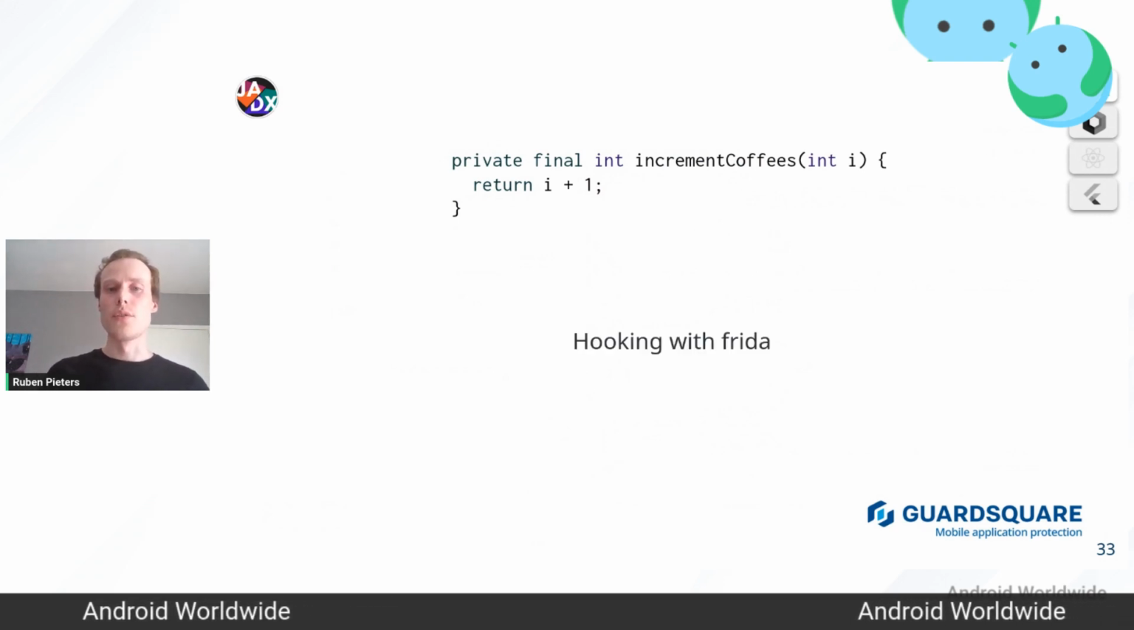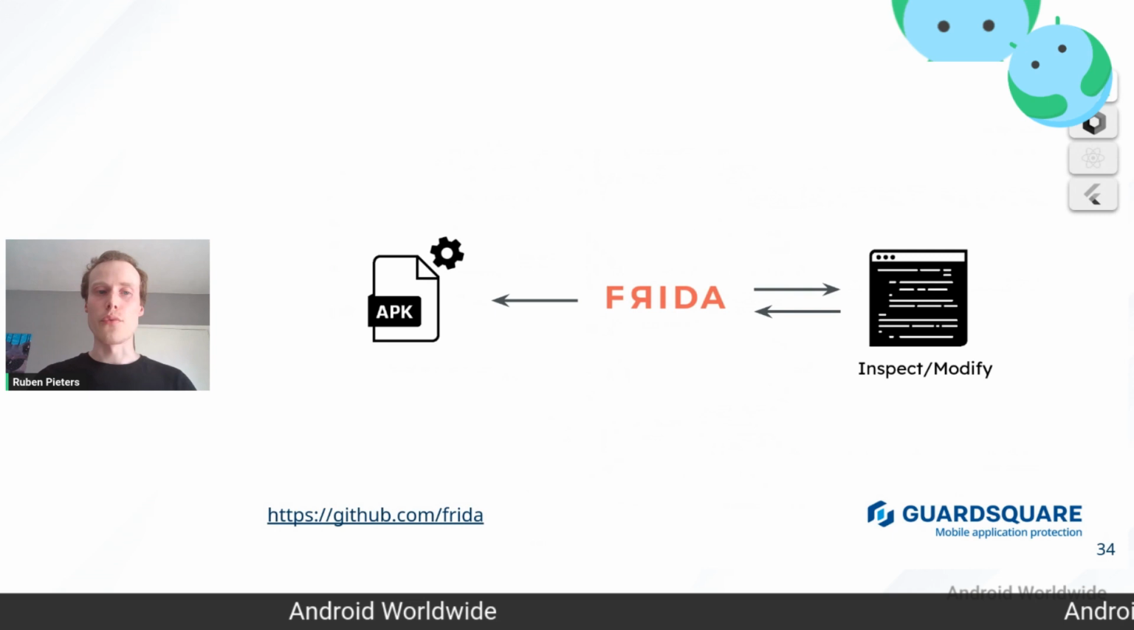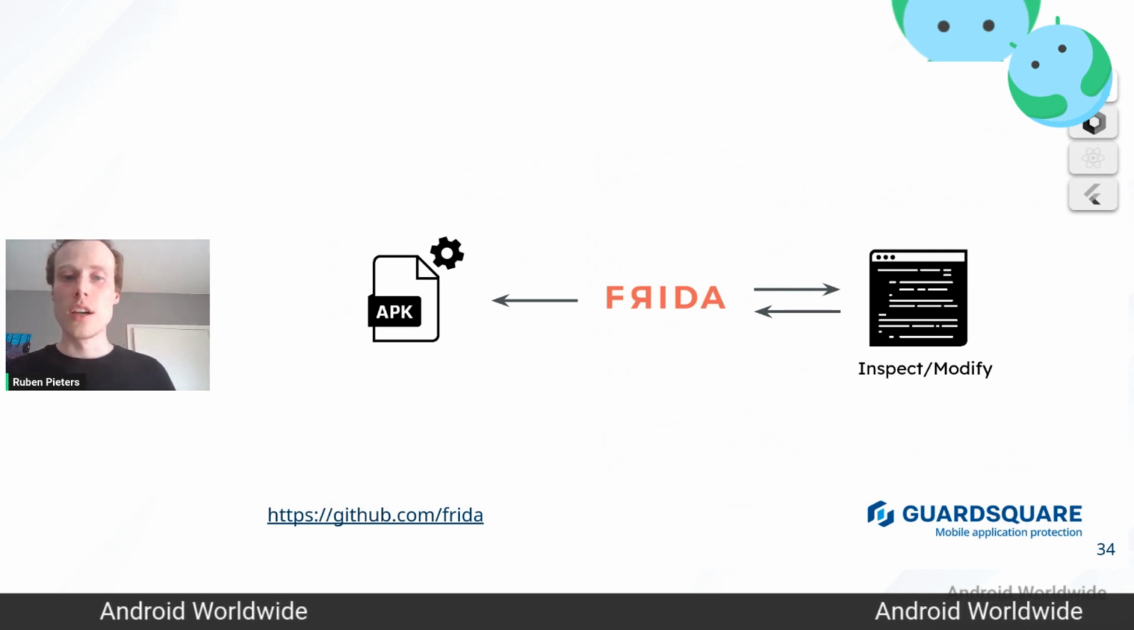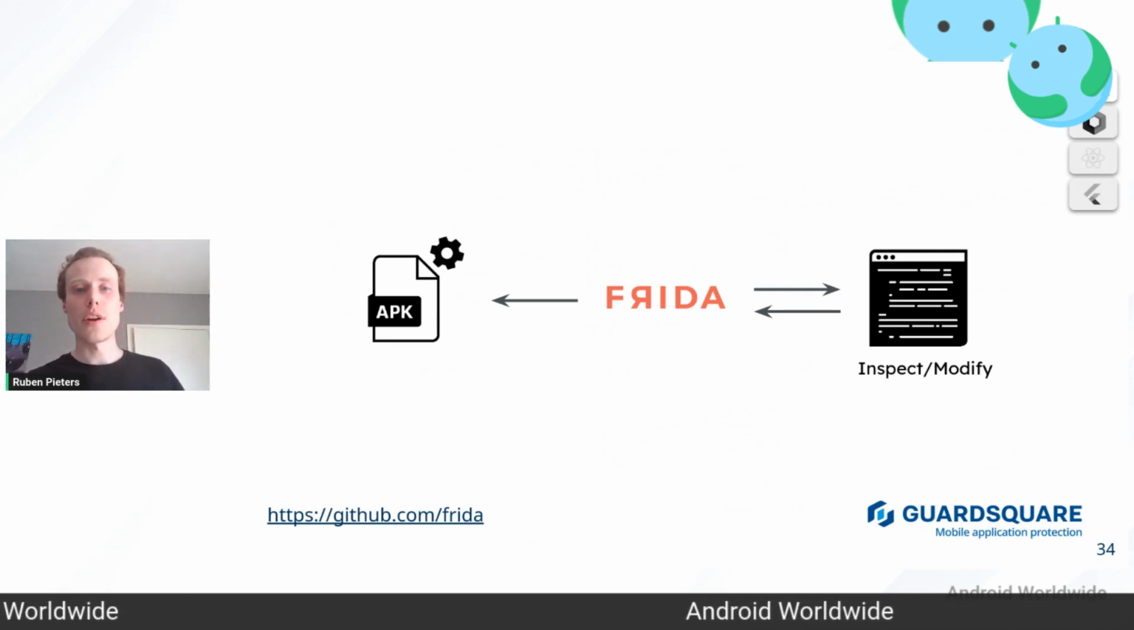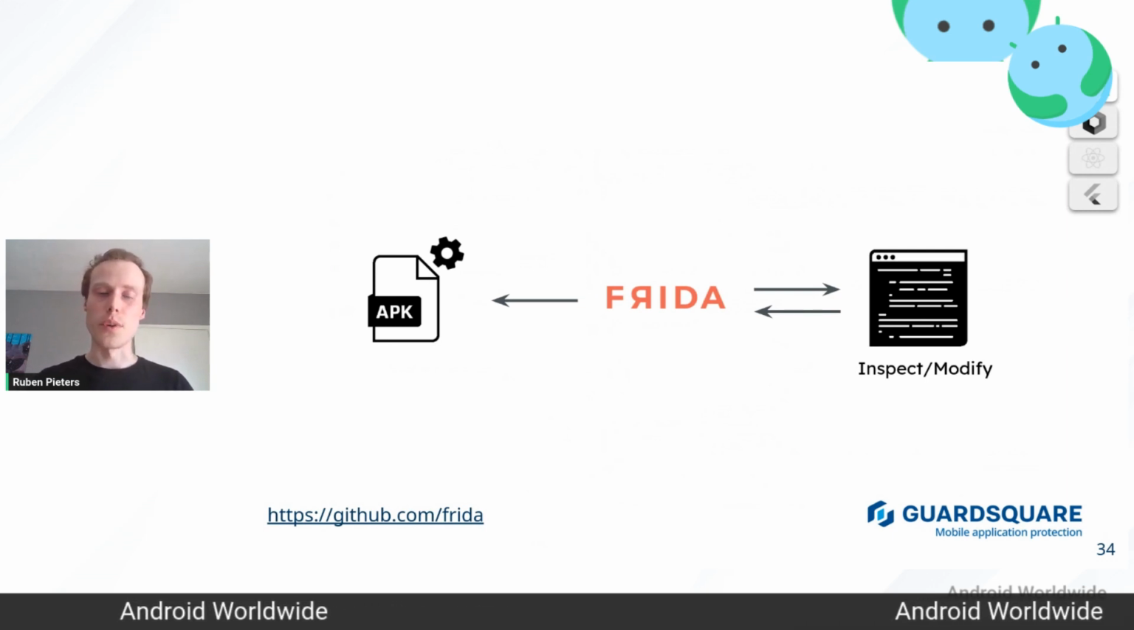And then what we're going to do is apply one of the techniques I mentioned. We're going to do hooking with a tool called Frida. Frida is a more generic hooking framework, but it also has specific APIs, for example the Java API, to work with Android applications. So that's what we are going to use right now.